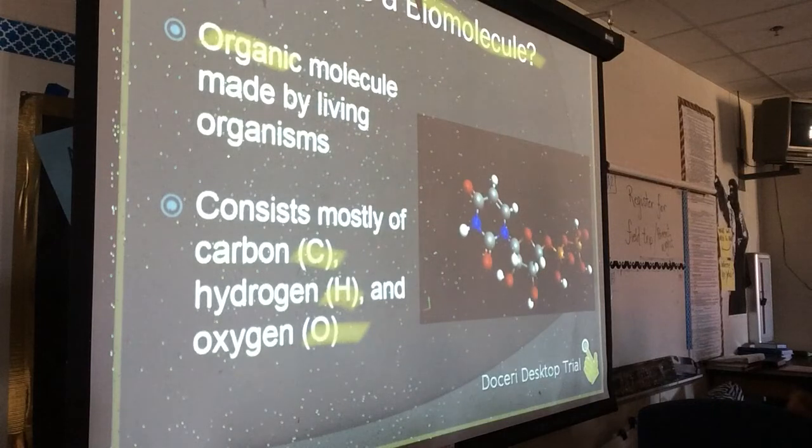There's 2 more elements that could be in a biomolecule. It's nitrogen and phosphorus. But you'll see later that one of the ways we can tell which biomolecule it is is by looking at which elements are present. It's actually very simple.